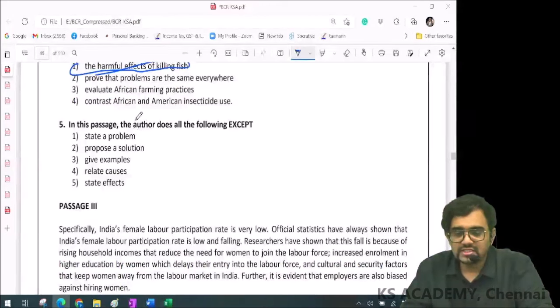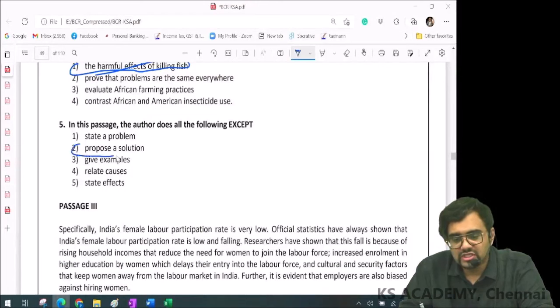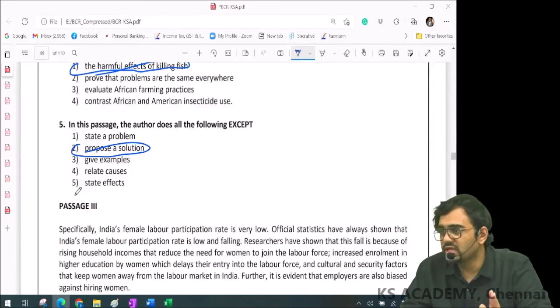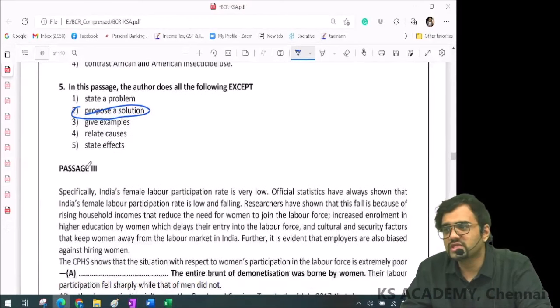Then, in this passage, the author does all the following except, he doesn't propose a solution at all. He just states a problem. He gives a lot of examples. He relates the causes and the effects, but doesn't give a solution. It is just reportorial in nature. He doesn't give his own personal opinion.